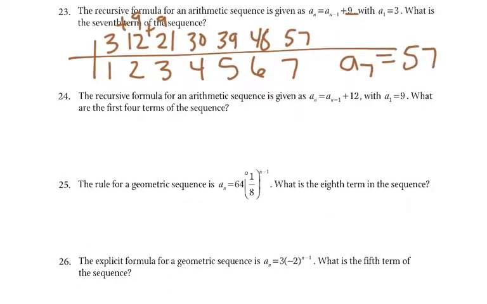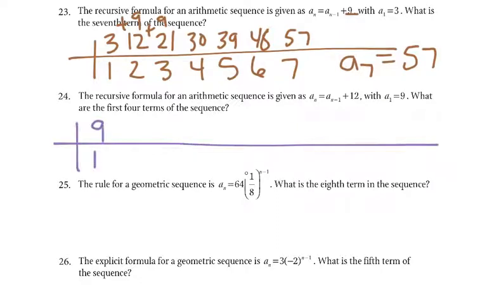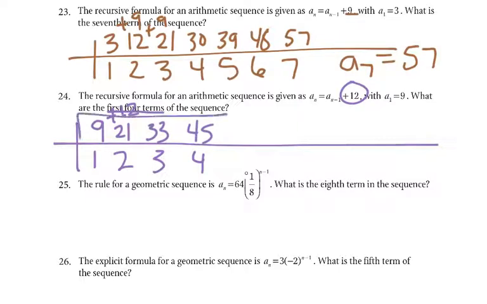Okay, 24 works the same exact way. We've got a sub 1 is 9. We want to find the first 4 terms. Oh, so we just want 1, 2, 3, and 4. So our pattern is adding 12. So 9 plus 12 would give us 21 plus 12, 33 plus 12, 45. And so our first 4 terms are 9, 21, 33, and 45.